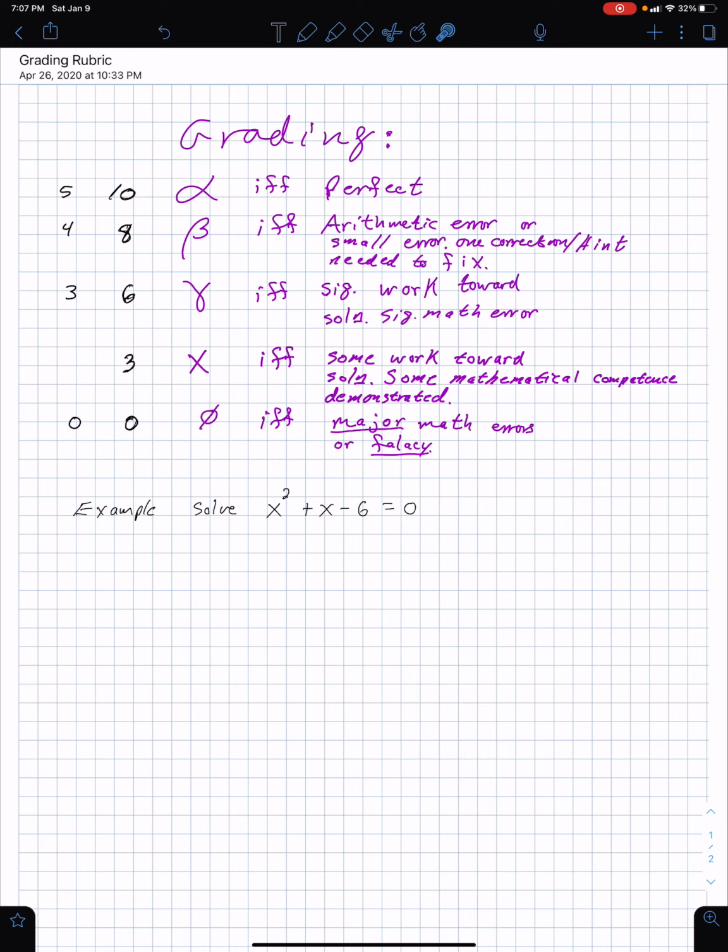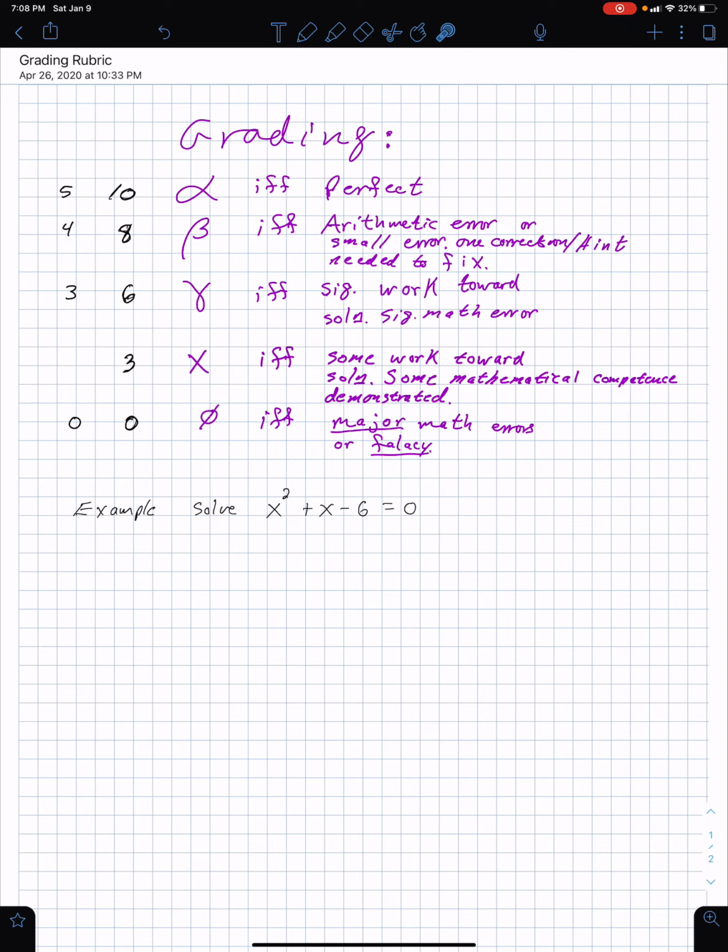And then I just use an X if there's some work towards a solution. So it's basically just a couple points for maybe getting started. I say some work towards solution, some mathematical competence demonstrated. So when I'm grading, I don't purposely think in terms of points, like this is worth so many points. I try to attach it to this rubric, which is, of course, my professional judgment.